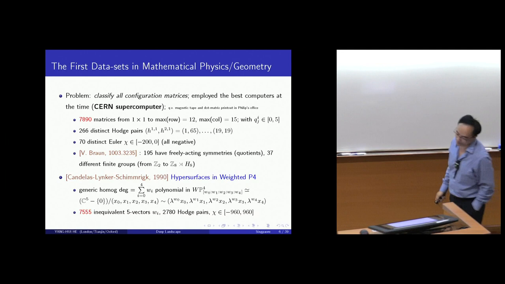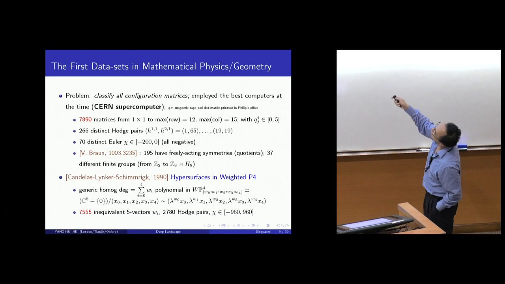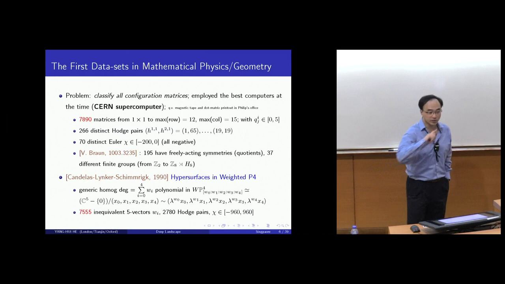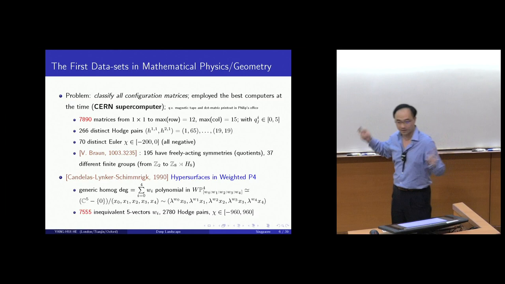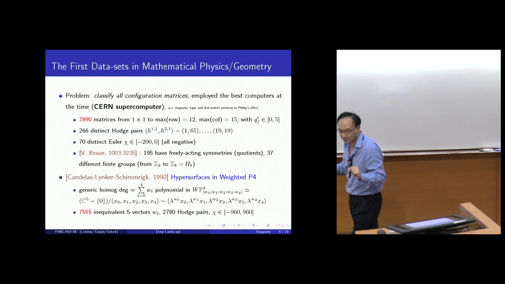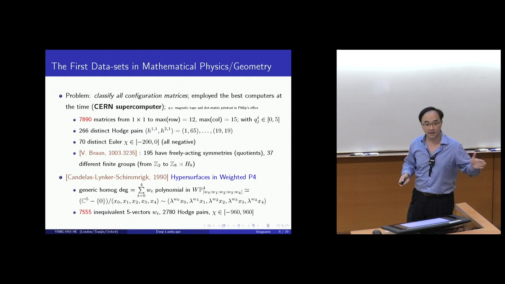And he gave 266 distinct Hodge pairs. Interestingly, he gave 670 distinct Euler numbers, all of which are negative. This is the part you have to be careful about, just because it's big data, right? 7,000 by 1980s standards is big data. It's laughable by our standards today, but back then it was big data. Just because you have big data doesn't mean that it's not biased. And this happens to be the first data set in Calabi-Yau manifolds, and it happens to be a biased set.